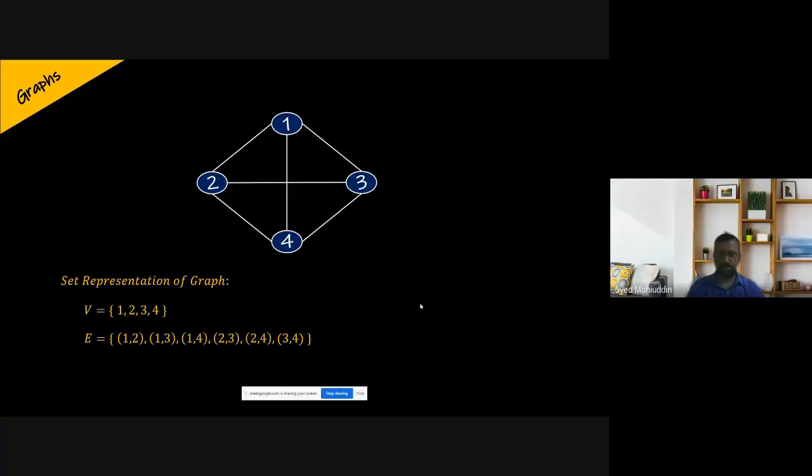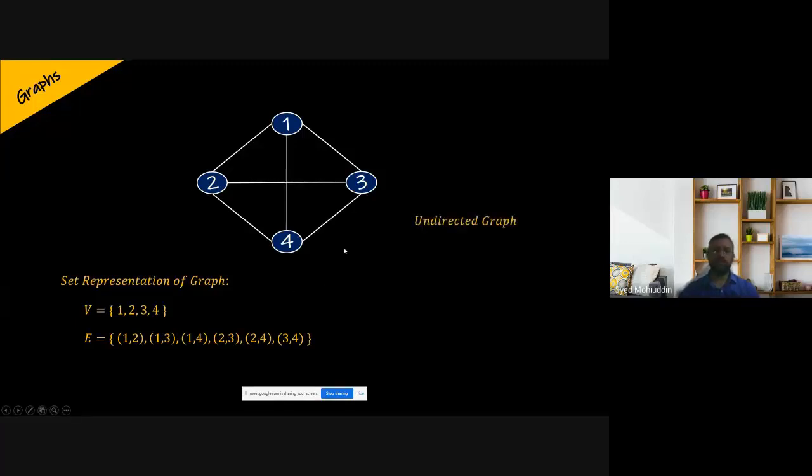Each edge contains a pair, from one vertex to another vertex. So if you see this pair 1, 2, there is an edge between vertex 1 and vertex 2. 1, 3, there is an edge between vertex 1 and vertex 3. 1, 4, there is an edge between vertex 1 and vertex 4. All of these within the set E are known as edges, the set of edges. So a graph is represented using a set of vertices and a set of edges.